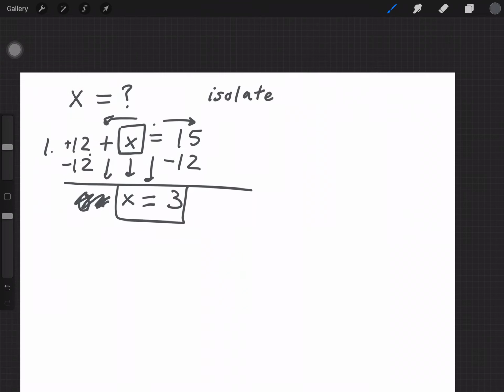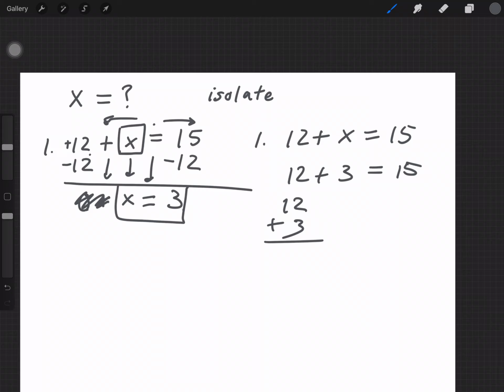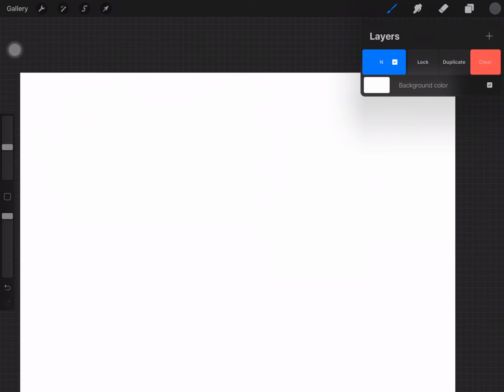So basically, you can check this if you want. We figured out that x is equal to 3. And so we're going to put it back into the original equation. So if x is really 3, we're checking it. Saying x is 3, 12 plus 3 equals 15. 2 plus 3 equals 5. 1 plus 0 equals 1. So this is correct. x is equal to 3 in this problem.